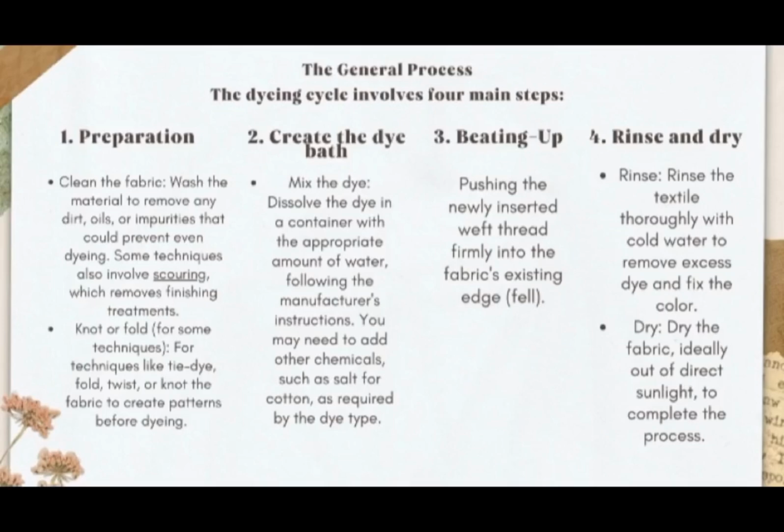In the general process of dyeing, we have four main steps. First, the preparation: the cleaning, scouring, and knotting for techniques like tie-dye. Second, create the dye bath. Third, dyeing. And fourth, lastly, rinse and dry.